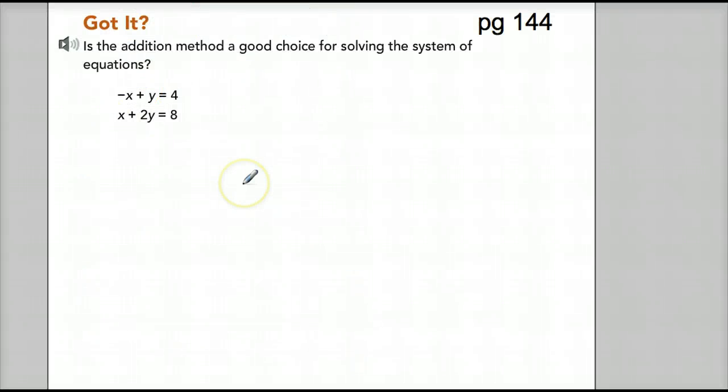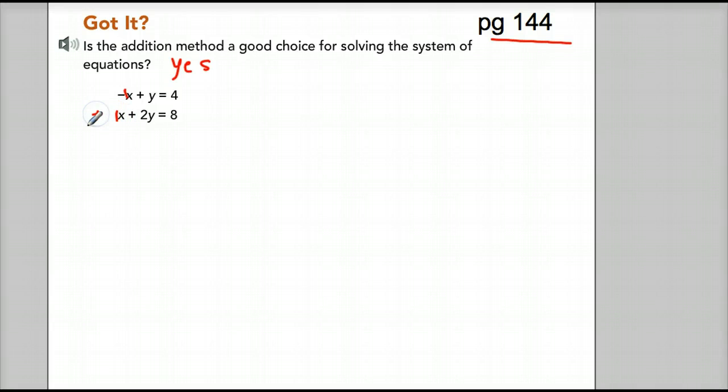Okay, we are now on page 144. Is the addition method a good choice for solving the system of equations? And the answer is yes. Why? Because we have opposite signs right here. First off, our coefficients are the same for x. Remember that invisible one is right here. And they have opposite signs. This is a positive x, this is a negative x. So they are easily eliminated.